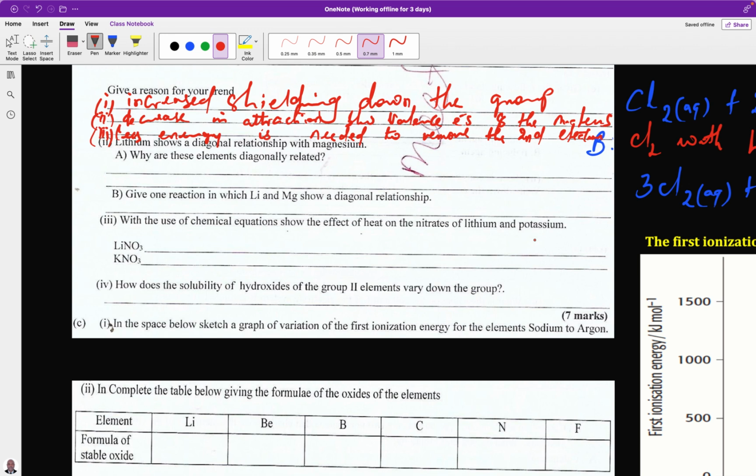Okay, I can say lithium's diagonal relationship is because both of them have identical ionic sizes. If you look at the ionic size of lithium and the ionic size of magnesium, they are almost the same. So we can say both have identical ionic size.